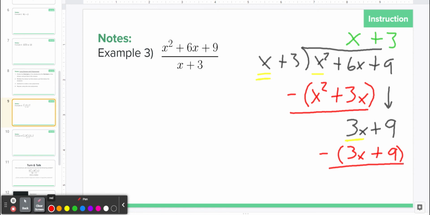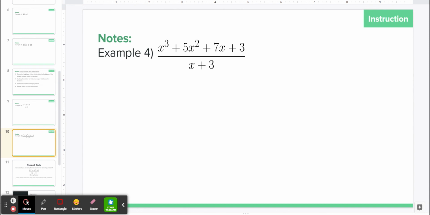And if we have 3x minus 3x, we'll get 0. If we have 9 minus 9, we'll get 0. And there's nothing left over. So we successfully divided that. Take a second, look this over, try to work through it again if you're confused, or replay the video. We'll move on to our final example before going into practice.